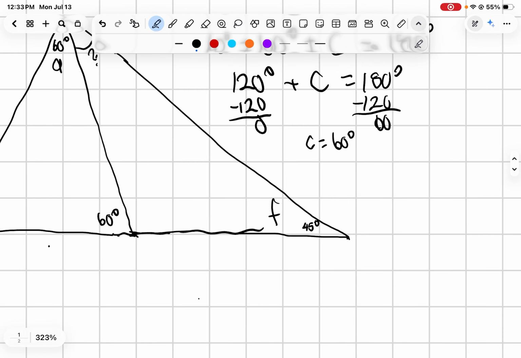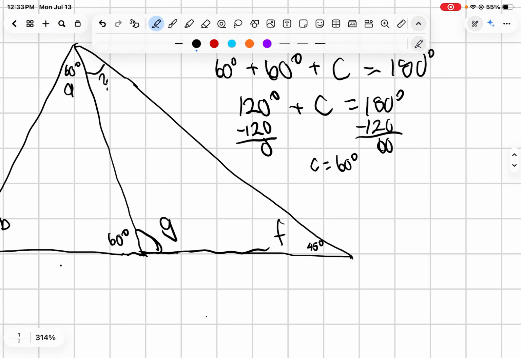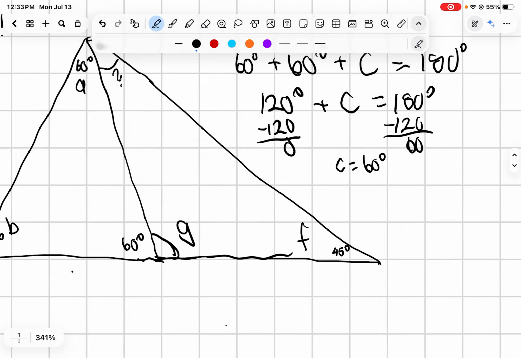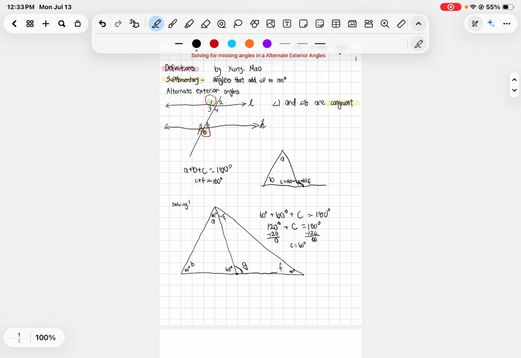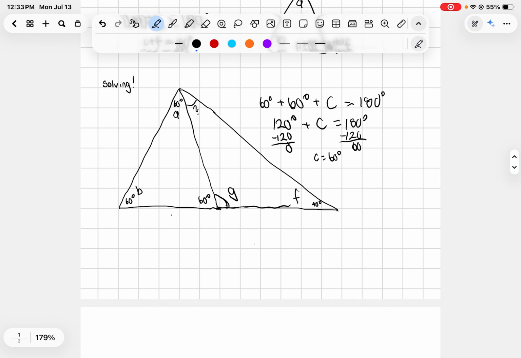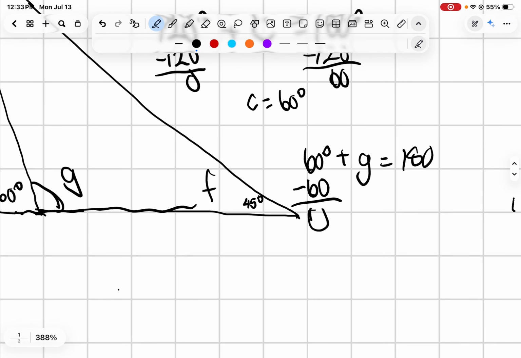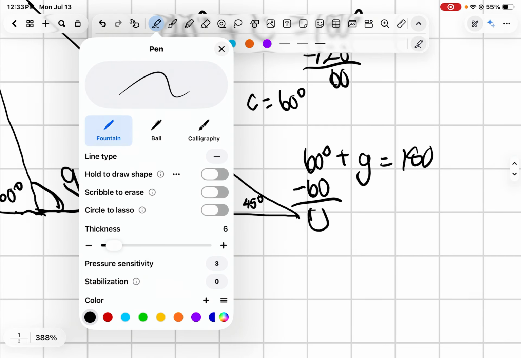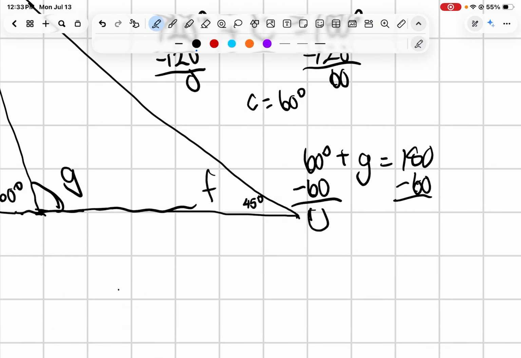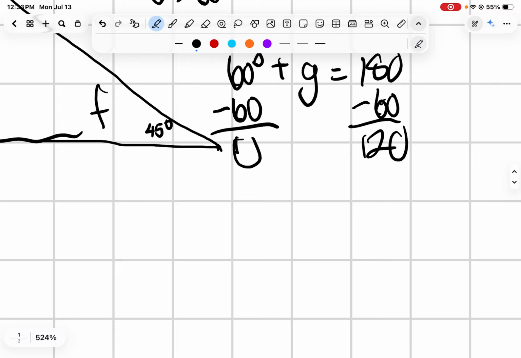So to solve for this angle, let's call it G. They're supplementary, so they should add to 180 degrees. So 60 degrees plus G equals 180 degrees. We do the same to both sides, subtract 60, which turns into 0. So we get 120 on this side. Let's write that in.